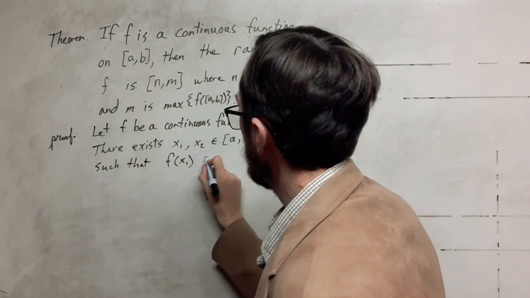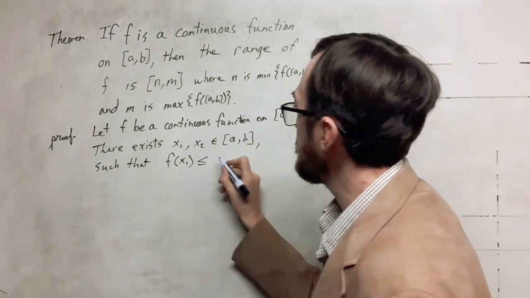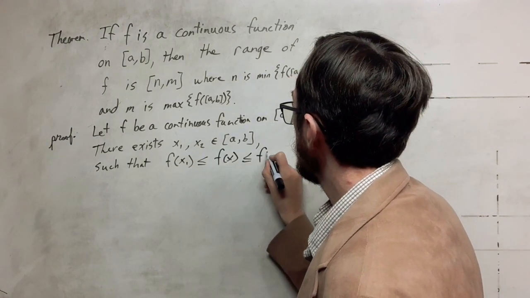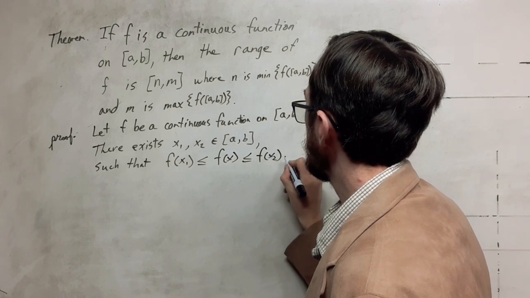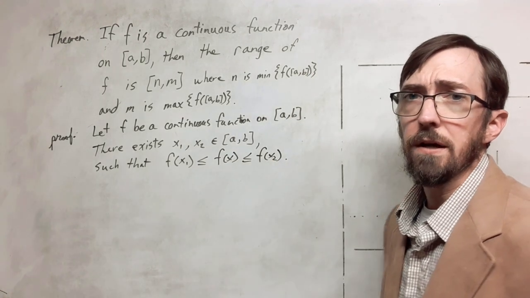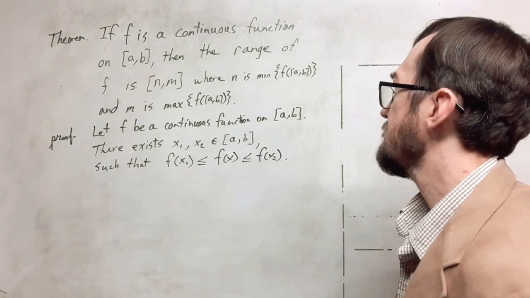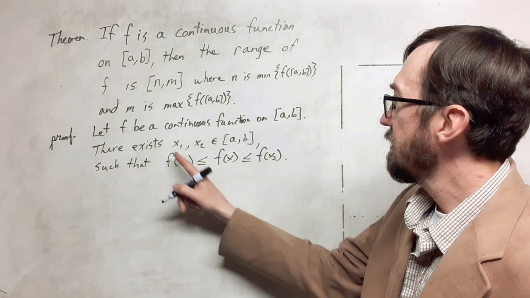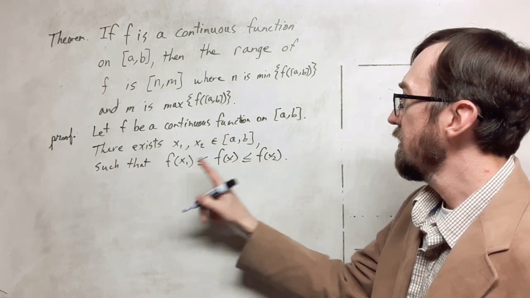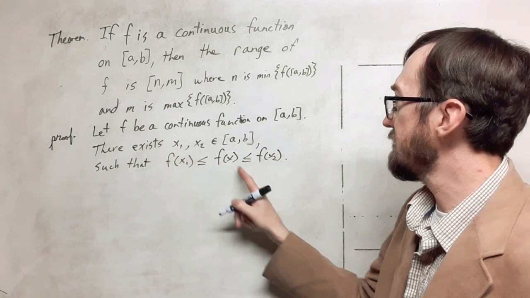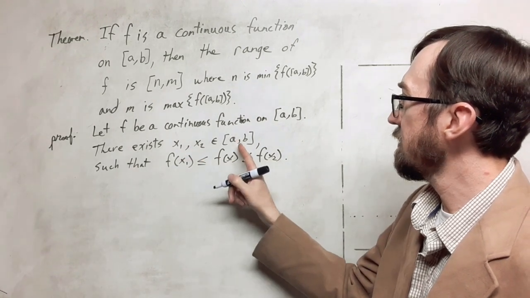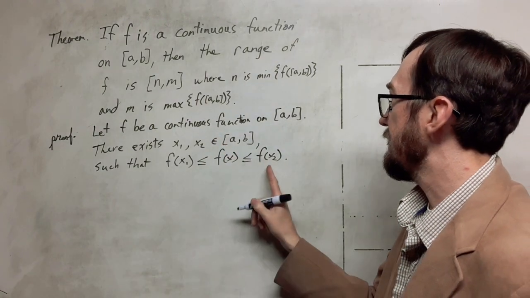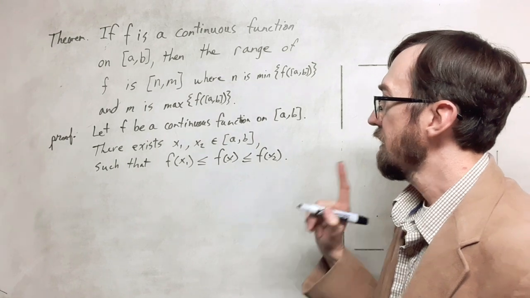So f of x sub 1 must be less than or equal to f of x, which must be less than or equal to f of x sub 2. Right? Just like we had in the lemma. We know this is true from the lemma. Now that we know that there are values we can pull out of this, which gives us the images of these values versus any other element that we pull out of here that aren't the endpoints, we're just going to go ahead and name these values.